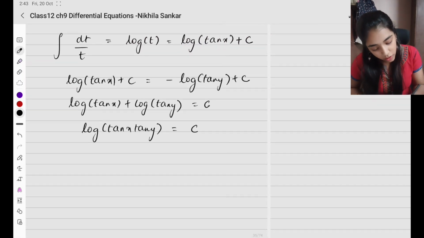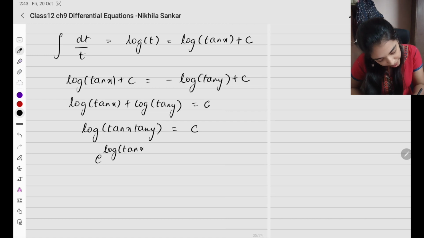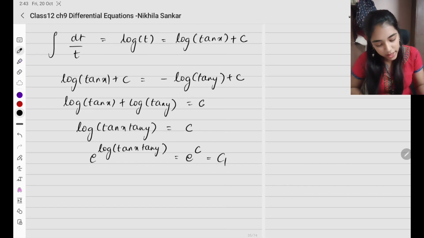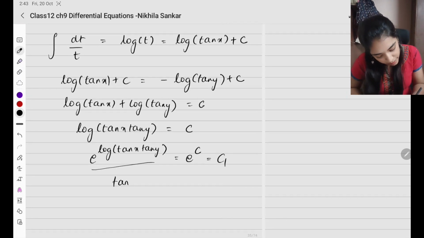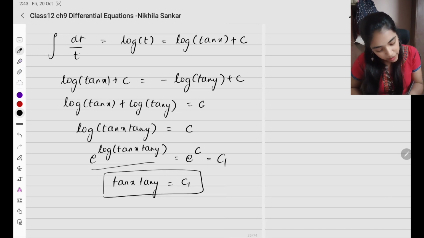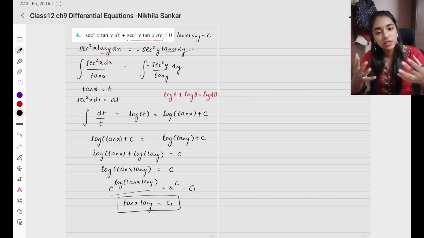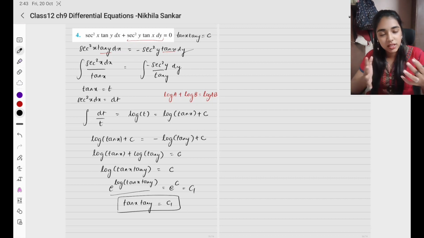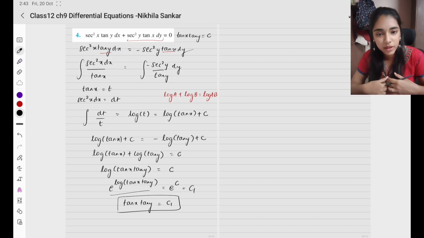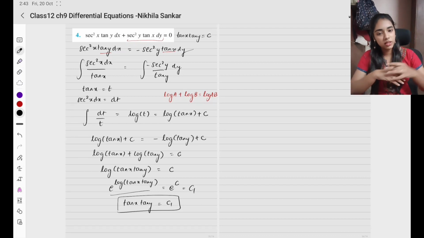So what do I have finally? Taking e on both sides, exponent on both sides, I'll have e to the power of log of tan x tan y equals e to the power c. E to the power c, I take as another constant c1. So this is going to give me simply tan x tan y equals c1. So this is going to be my final solution. Please copy. Whenever logs come, always try to bring them to the simplest form. If there is addition, change it to a product; if there is subtraction, change it to a division. Try to bring it to the simplest form as much as possible.